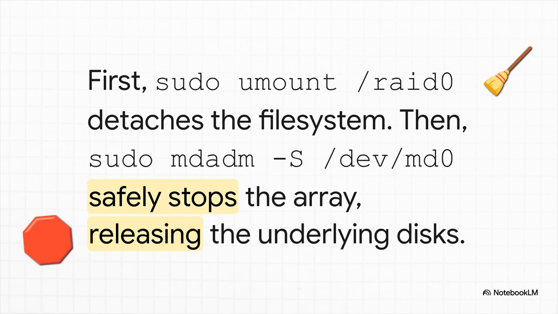First, you unmount the file system with umount. This is basically like putting up a do not disturb sign, making sure no programs are trying to use it. Then, and this is the most critical step, you formally stop the array with mdadm -S. That S is for stop. This tells Linux, okay, this team of drives is officially disbanded. Only after you've done that is it safe to go back and change those original partitions.